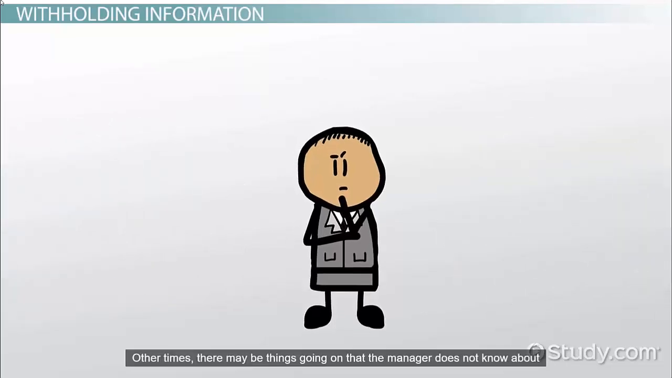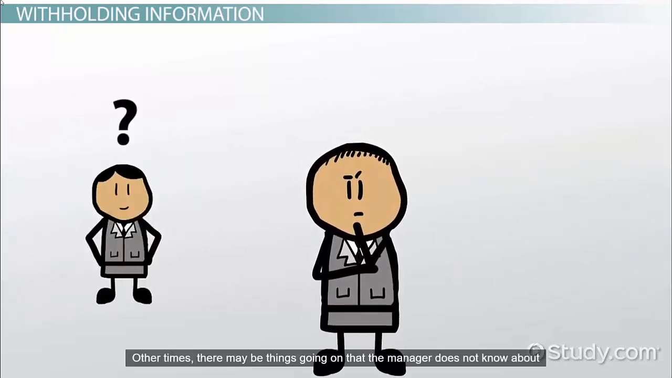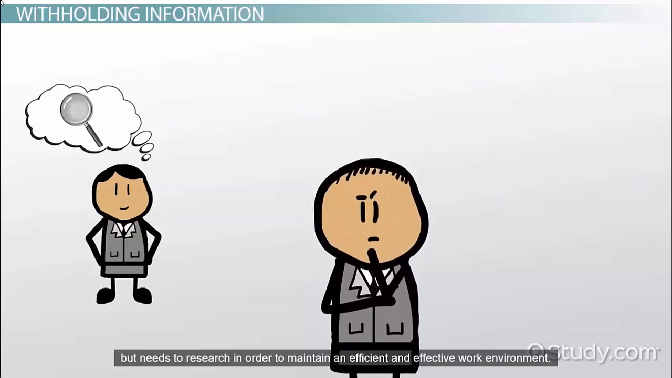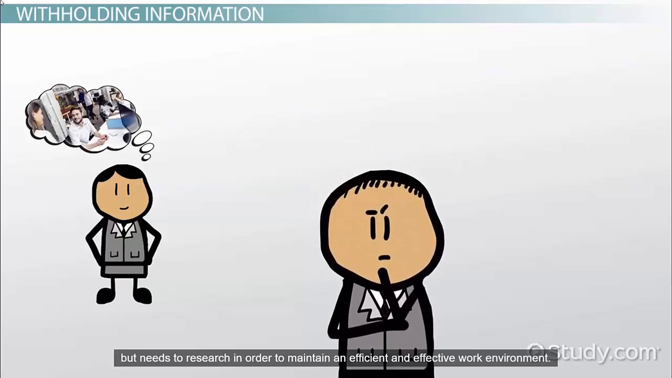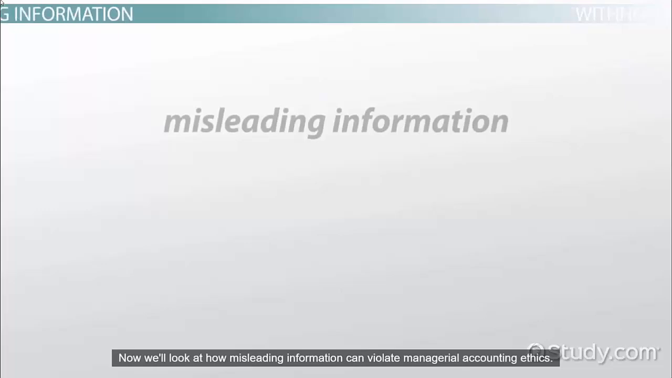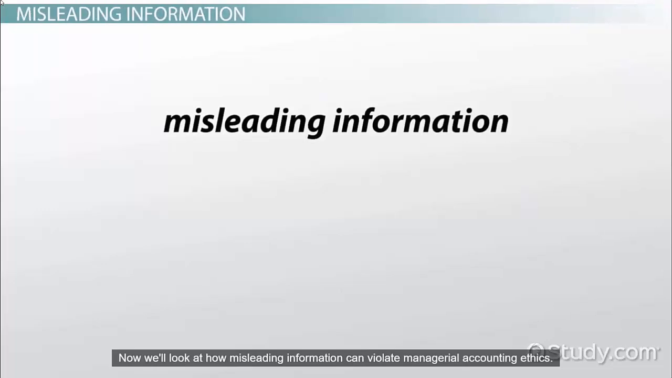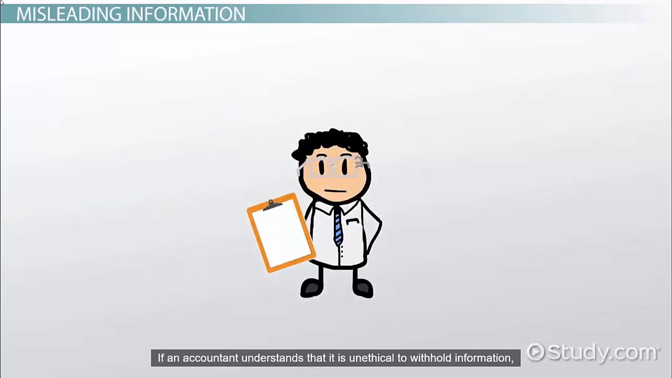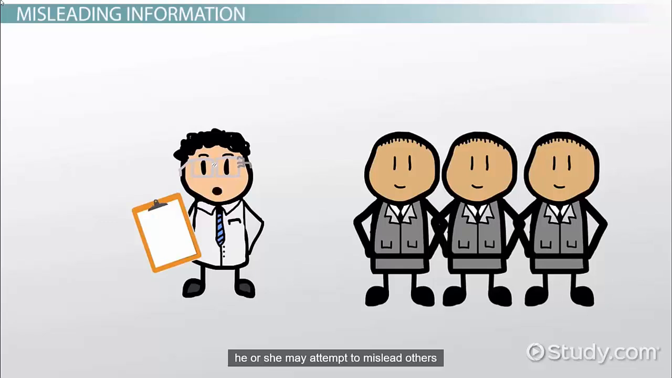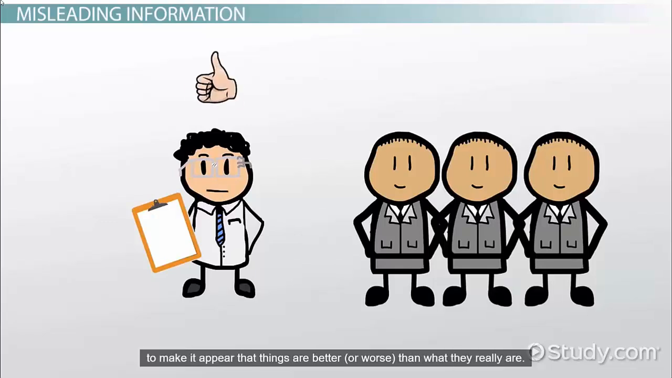Other times there may be things going on that the manager does not know about, but needs to research in order to maintain an efficient and effective work environment. Now we'll look at how misleading information can violate managerial accounting ethics. If an accountant understands that it is unethical to withhold information, he or she may attempt to mislead others to make it appear that things are better or worse than what they really are.